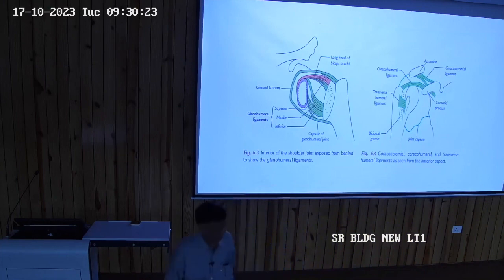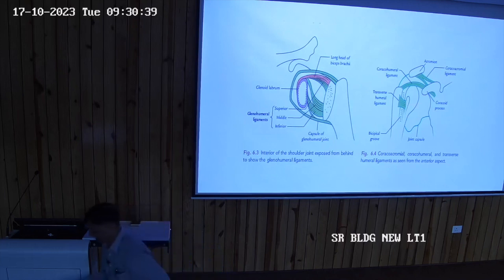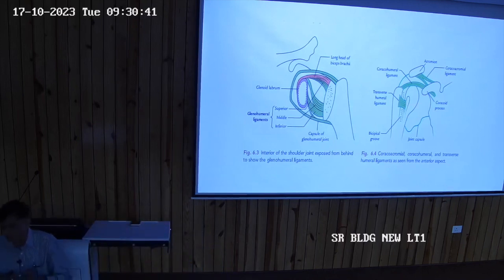The third ligament, look here. What is this? Bicipital groove. The upper end of the bicipital groove is bridged by the transverse humeral ligament. So transverse humeral ligament is the ligament which is bounding the upper end of the bicipital groove, converting this bicipital groove into a canal. This one is the transverse humeral ligament.